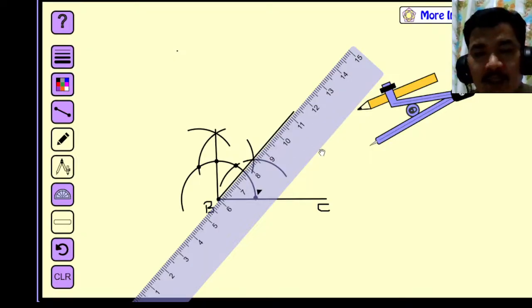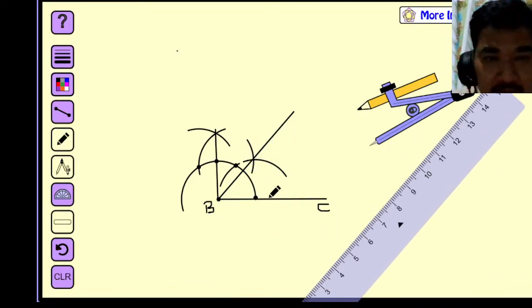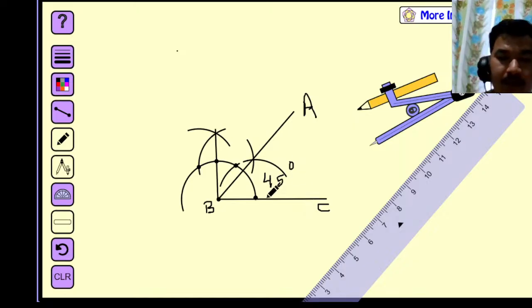Okay, like this, right? This is what? 45 degree, half of 90. This angle is 45 degree. You can give the name here, ABC is the 45 degree.